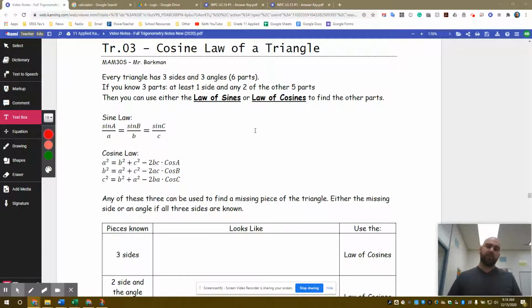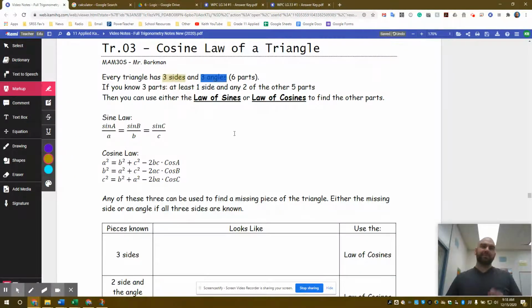So let's go through a little bit of review here. Every triangle has three sides and three angles, so we have six parts to each triangle. In a right angle triangle, we already knew one of the angles, the 90-degree angle, so we only had to determine two other pieces, an angle and a side or two sides. In a non-right angle triangle, we need to know at least three parts. If we know at least one side and any two of the other five parts, we can use law of sines or law of cosines to solve for any of the other pieces in our triangle.